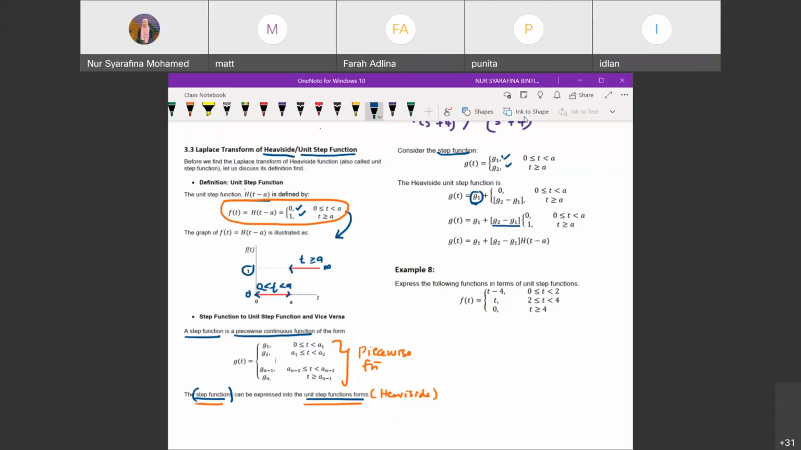So now here you have 0 and 1, where this is a unit step function. So in terms of step function, now it becomes unit step function. So instead of g1, g2, now it becomes g1 plus (g2 minus g1) times 0, 1, 0 from t from 0 to a and t greater than a, where this form can be simplified to h(t minus a), the unit step function. Clear or not? Understand or not?